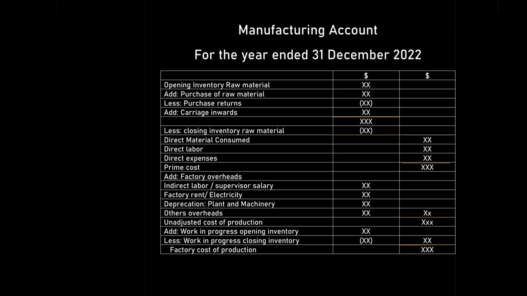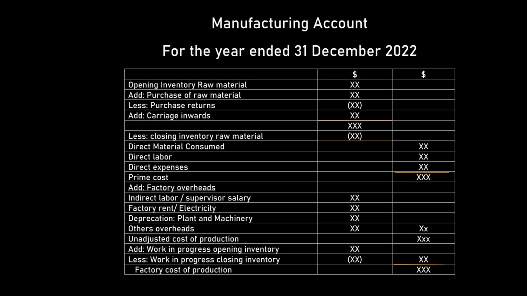Alright, so that's how a manufacturing account should look like. Okay, so let's try to understand our manufacturing account. So remember, the first half has to be the direct cost, which is the prime cost over here. Then I need to add factory overheads, and after that I have to adjust work in progress as discussed. So let's start with your direct cost.